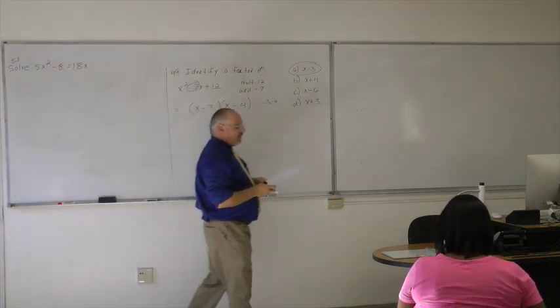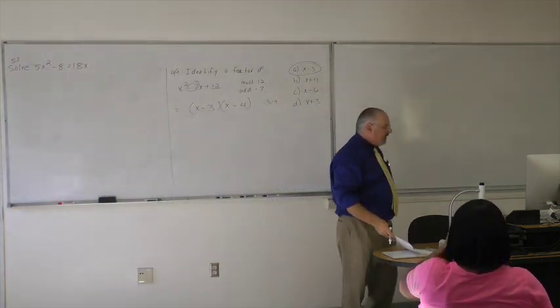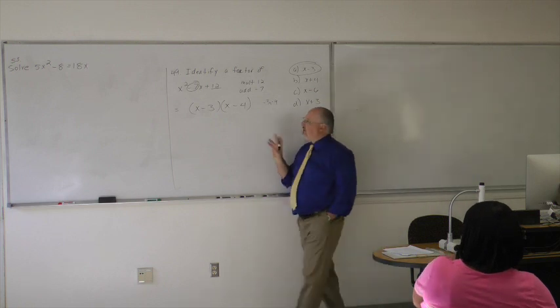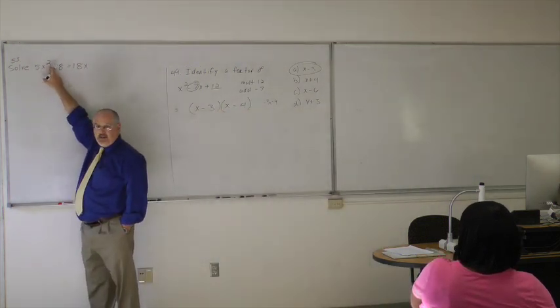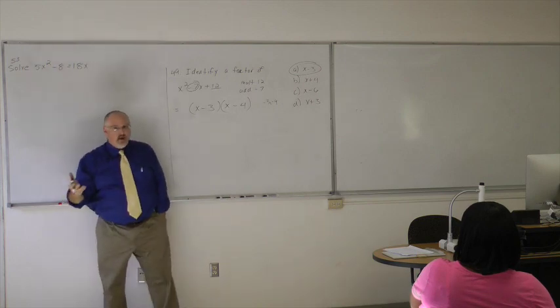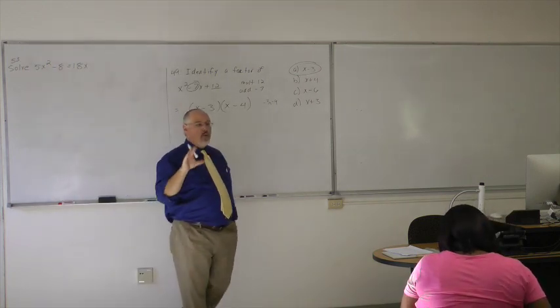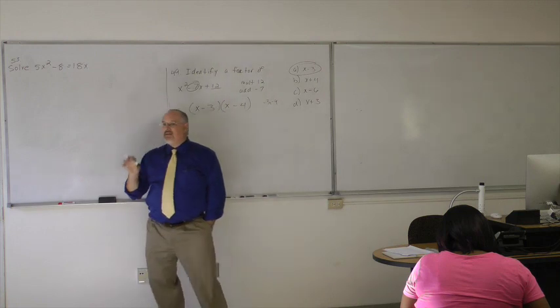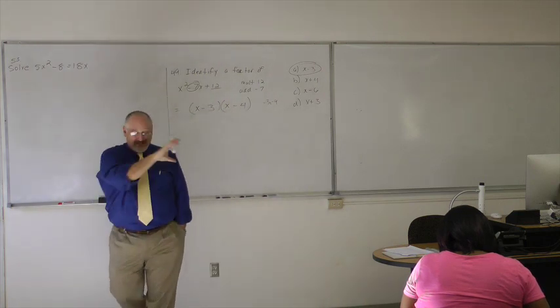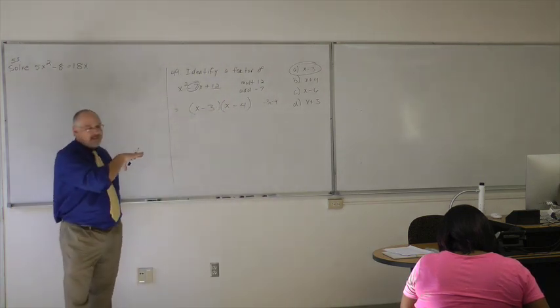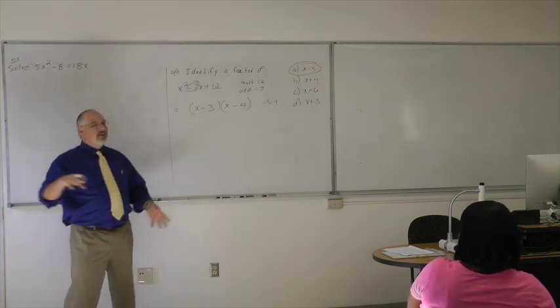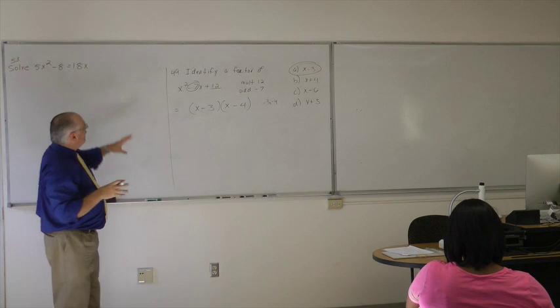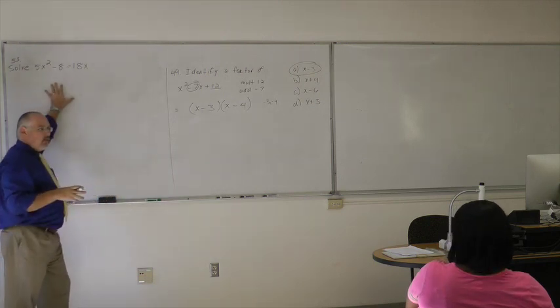Now, first of all, it's important to recognize what kind of equation this is. This is a quadratic equation because it's got an x squared. How we solve a quadratic equation is different from how we solve a linear equation. We did linear equations way back at the beginning: get all the variables on one side, all the numbers on the other. That's not what we do here. What do we do for a quadratic equation?